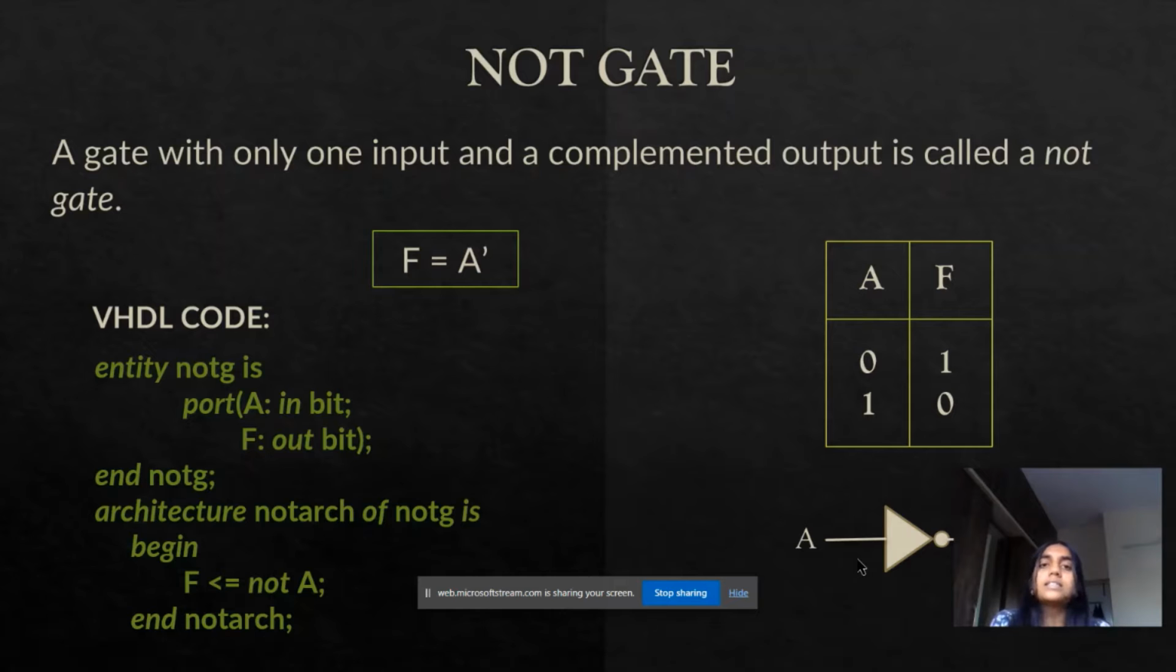Now, for example, let's take the NOT gate. As we all know, a NOT gate is a gate with only one input and a complemented output.